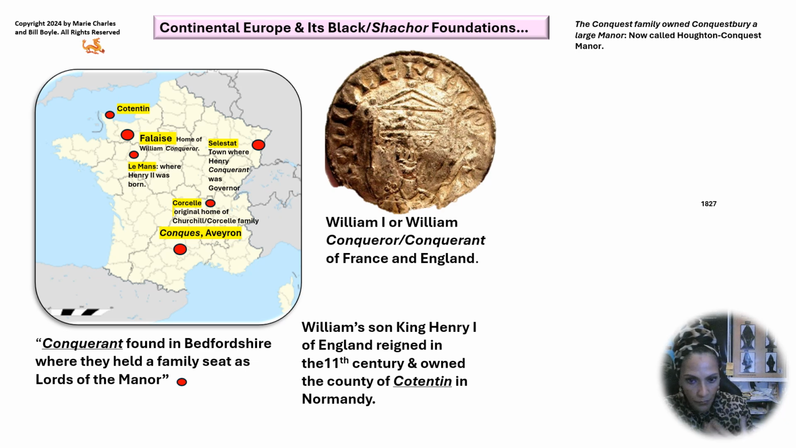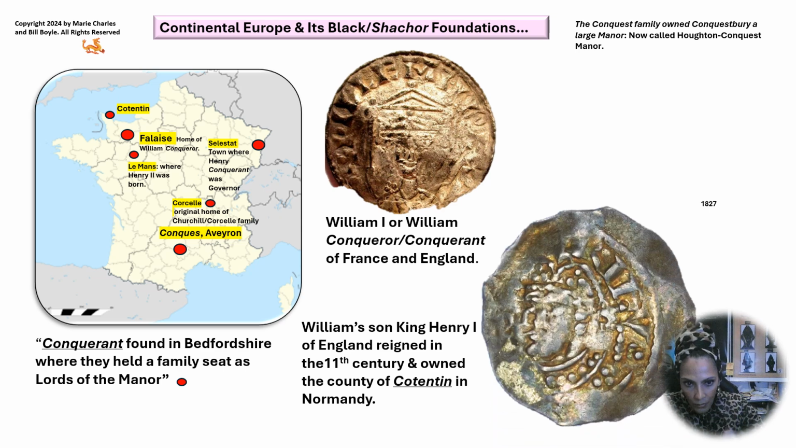Now, William the First, or William Conquerant of France and England, has a son, and his son is King Henry I of England. Now, he owned the county of Cotentin in Normandy, which gives us some idea of the immense wealth that this family accrued over time. And so their wealth displayed itself in the stately homes, and we find the surname Conquest found in Bedfordshire, where they held a family seat as lords of the manor.